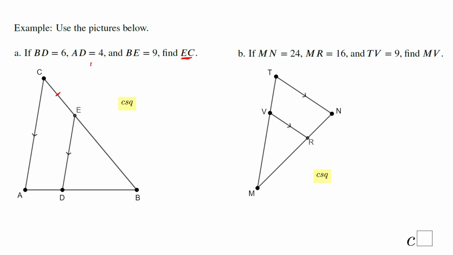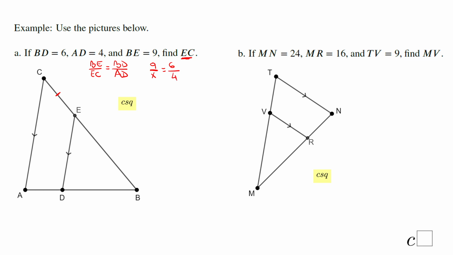BE over EC equals BD over AD. And now let's see, do you know all this information? Let's take a look. BE is 9 over EC, the one we need to find out. Let's call it X, I think it's better. Then BD is given to us, it's 6, which is good, and AD is 4.